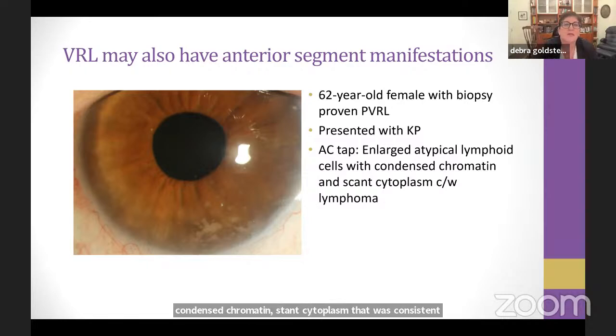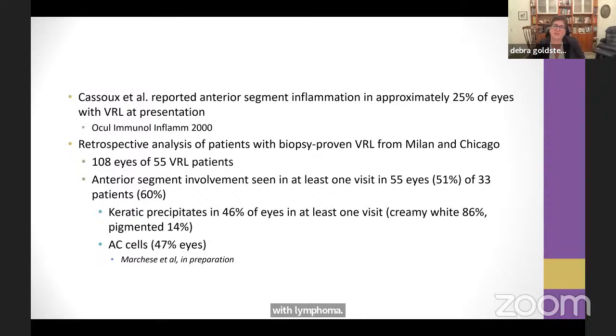And I did an anterior chamber tap, which showed enlarged atypical lymphoid cells, condensed chromatin, scant cytoplasm that was consistent with lymphoma. So there was one report in 2000 of anterior segment inflammation in approximately 1/4 of eyes with VRL at presentation. And we have a series from Italy and from Chicago looking at a retrospective analysis of 108 eyes of 55 VRL patients. And anterior segment involvement was seen in 50% of eyes at least one point. So this isn't necessarily at presentation, as the woman I just showed you, but at some point, the development of AC inflammation. KP were the most common, and the KP were present in almost 50% of patients.